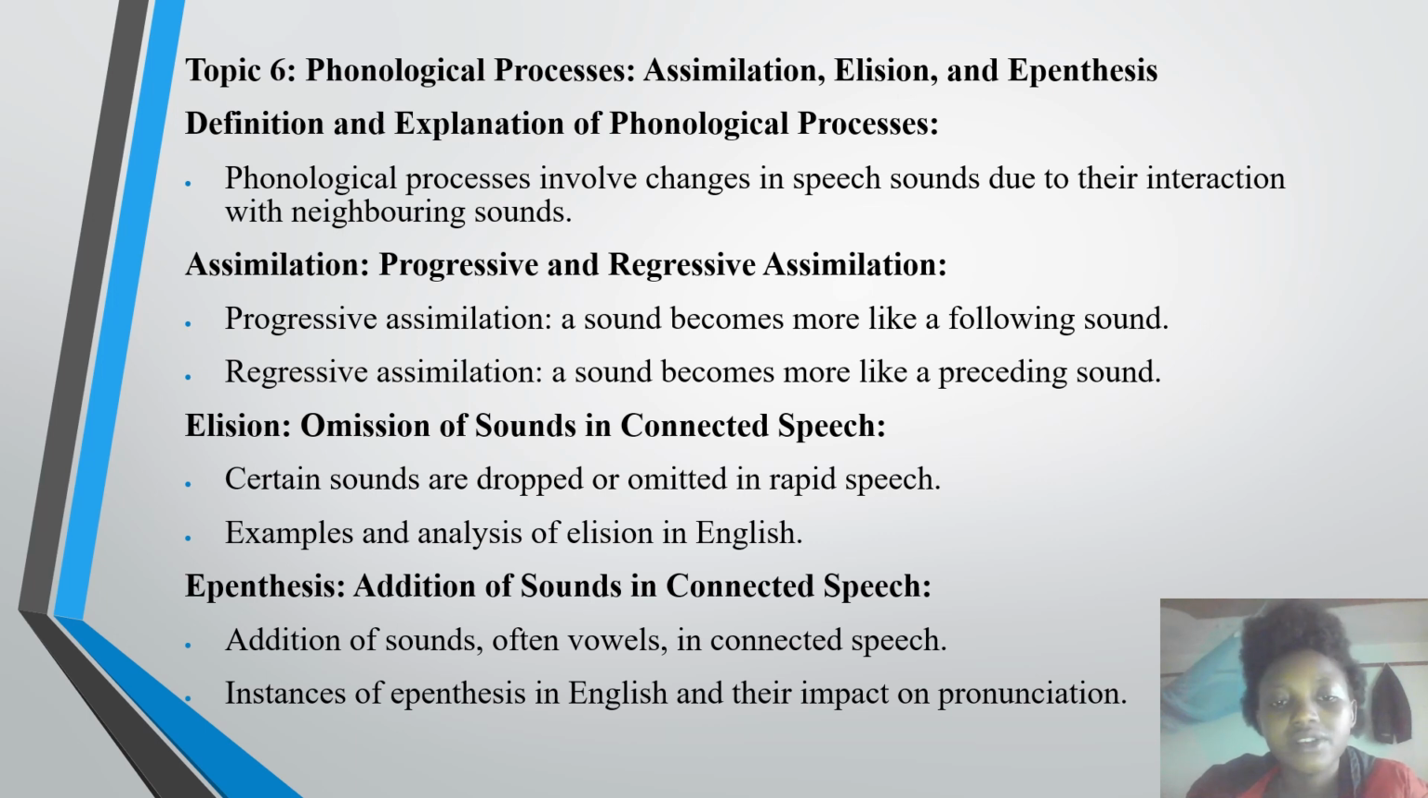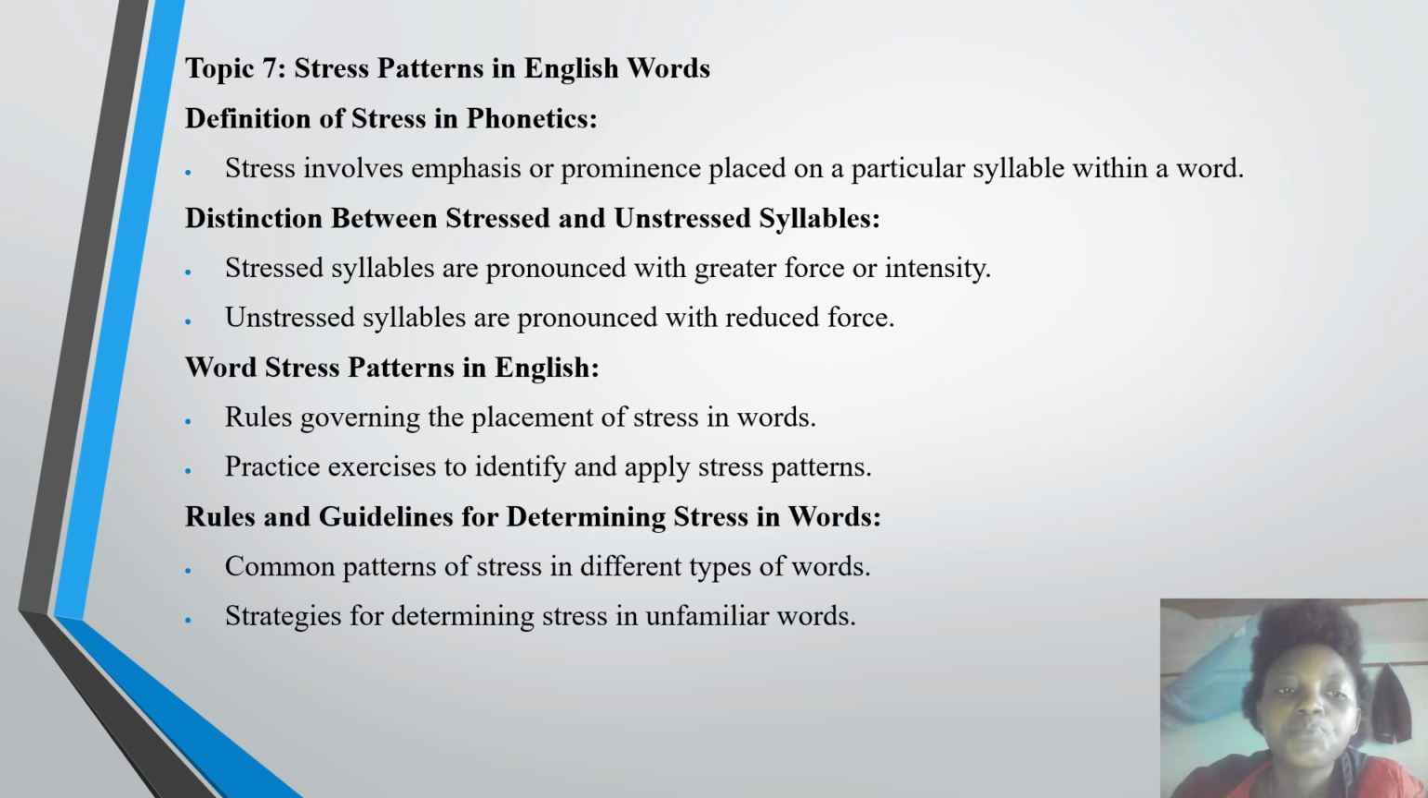Elision: omission of sounds in connected speech. Certain sounds are dropped or omitted in rapid speech. Examples and analysis of elision in English. Epenthesis: addition of sounds in connected speech. Addition of sounds, often vowels, in connected speech. Instances of epenthesis in English and their impact on pronunciation.